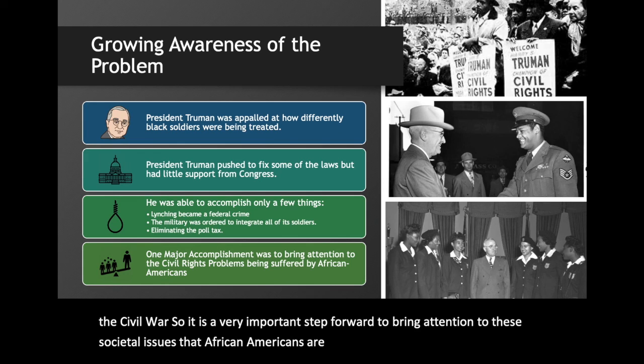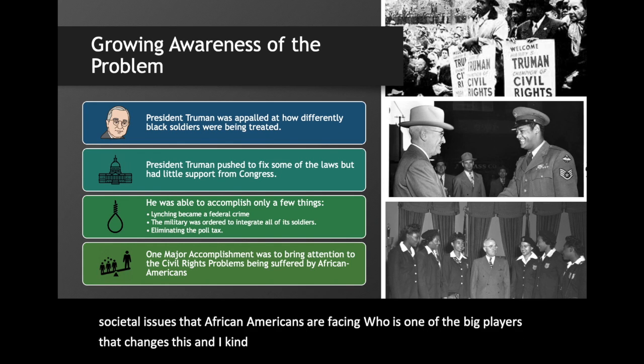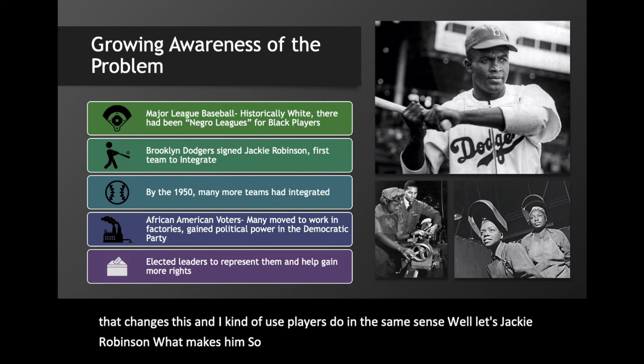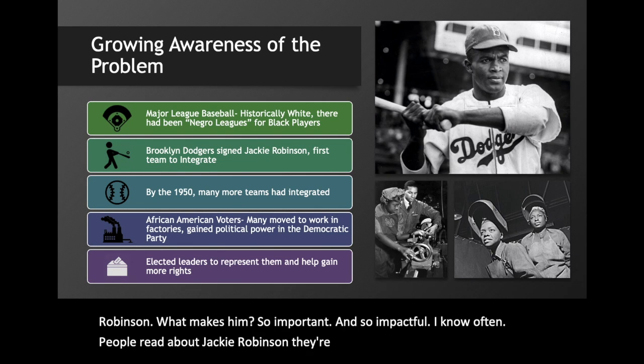So who is one of the big players that changes this? And I kind of use players too in the same sense. Well, that's Jackie Robinson. So what makes him so important and so impactful? I know often people read about Jackie Robinson. They're like, oh, yeah, first African-American baseball player. But why is that so important?